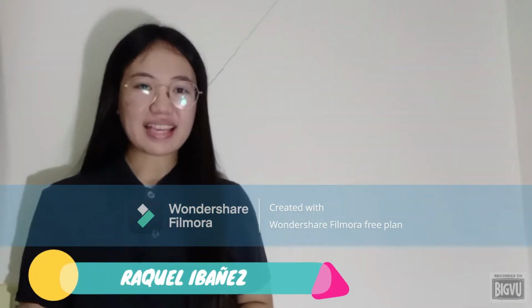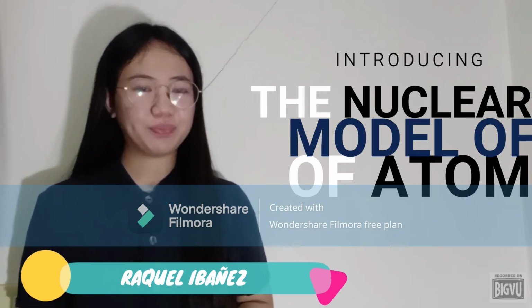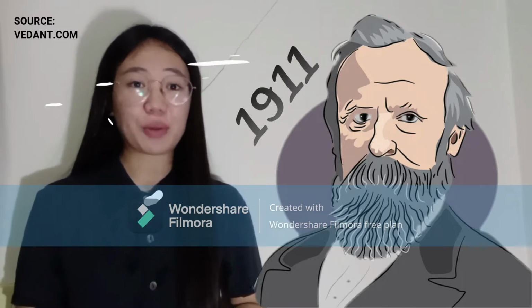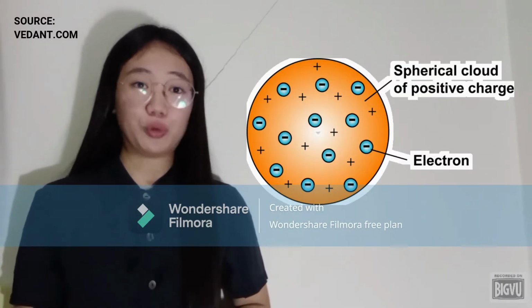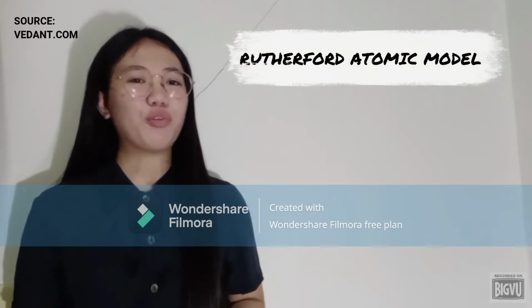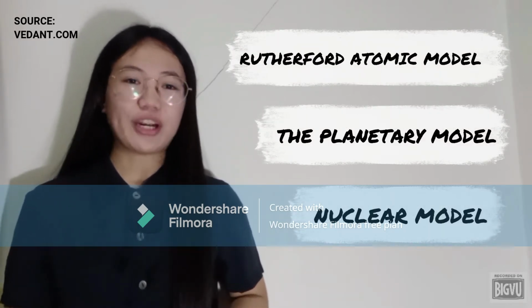I am Raquel Ibañez, and I will be talking about the nuclear model of the atom. Ernest Rutherford described the structure of an atom in 1911, which improved on the plum-pudding model. It is called the Rutherford atomic model, the planetary model of the atom, or the nuclear model of the atom.